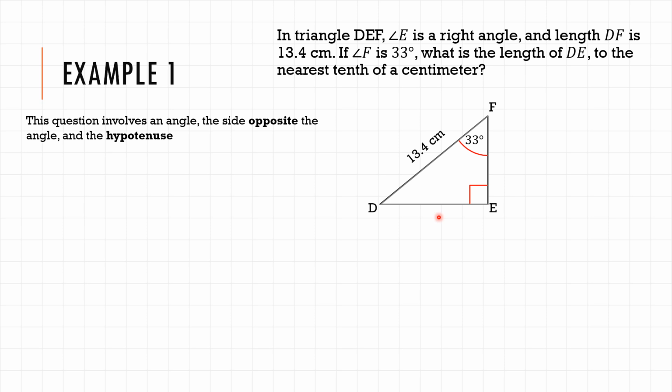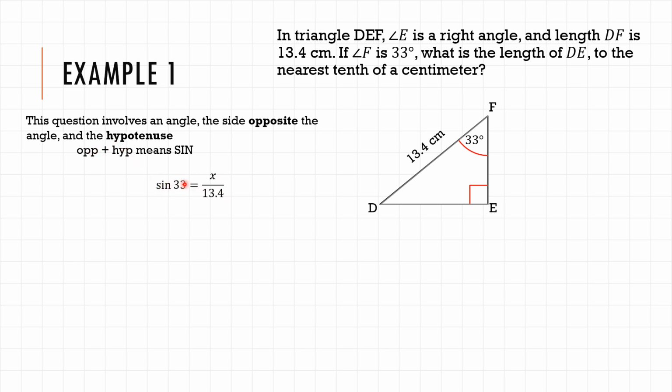So if I have opposite and I have hypotenuse, which trig ratio involves those two? That's sine, right? SOH. SOHCAHTOA, SOH. So sine is opposite over hypotenuse.